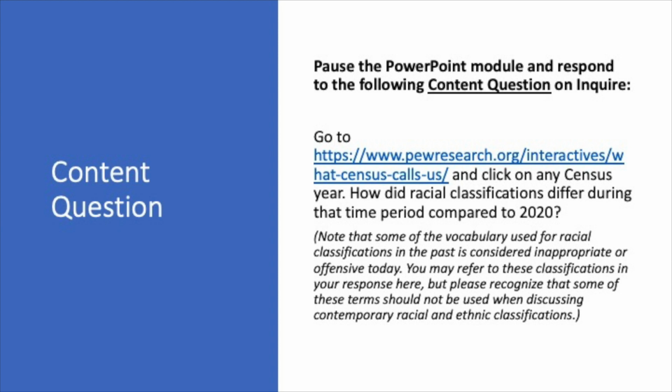Once you click on that census year, you're going to see a comparison of the census and the racial classifications for that census year to the classifications in the 2020 census. So I want you to respond to this. How did racial classifications differ during the time period that you selected compared to 2020?